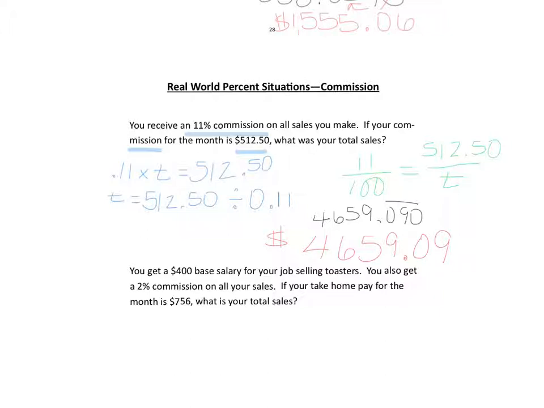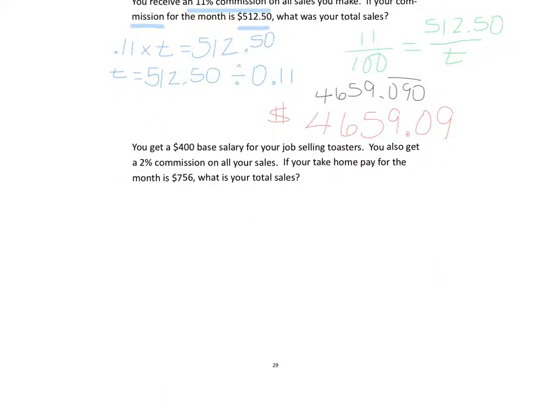Now for the final example on commission. You get a $400 base salary for your job of selling toasters. That means you're going to get $400 every month. You're guaranteed that much. Now, if you sell things, you're going to get additional money. So it's kind of like saying you can't make any less than $400, but you can make more. And it's up to you to determine how much more based on how much you sell.